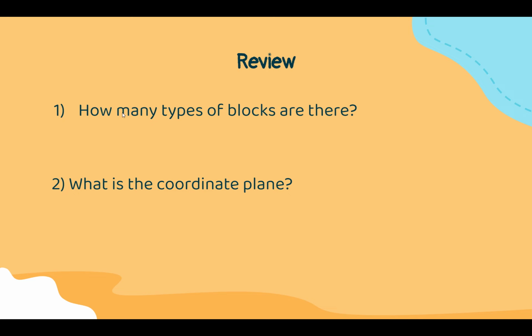Okay, so number 1. There are 3 main types of blocks. So the action blocks, which allow us to move things around, reporter blocks, which report back information, and conditionals. Basically, these are a comparison of 2 values, and it'll return a true or false value.